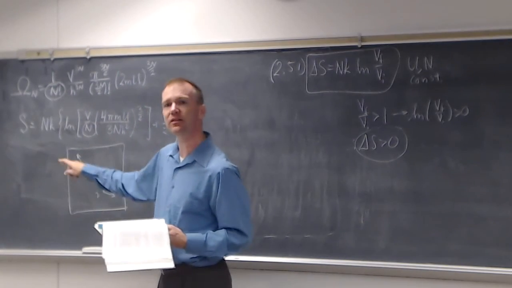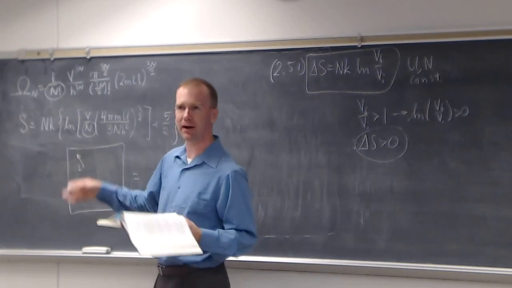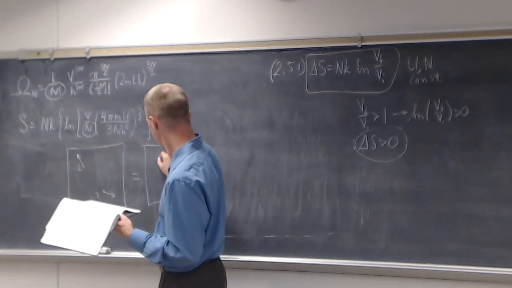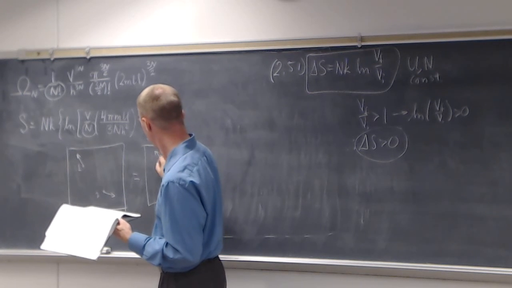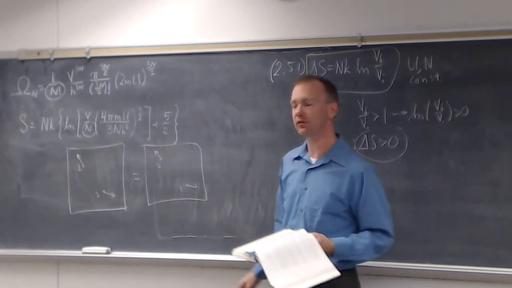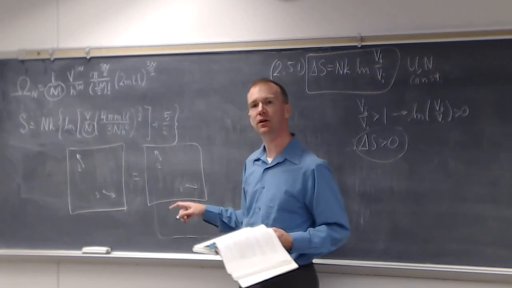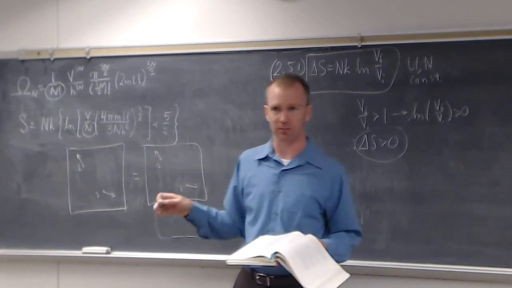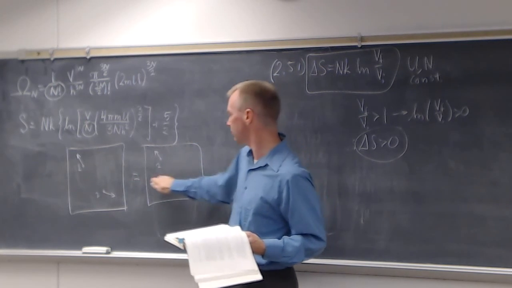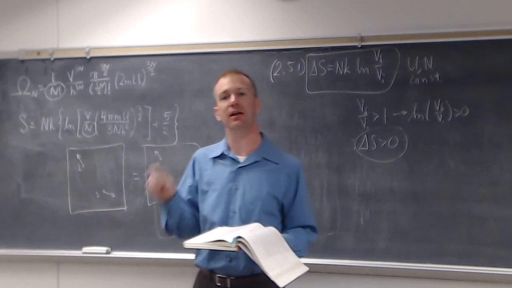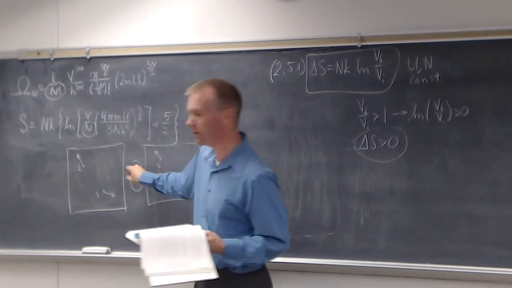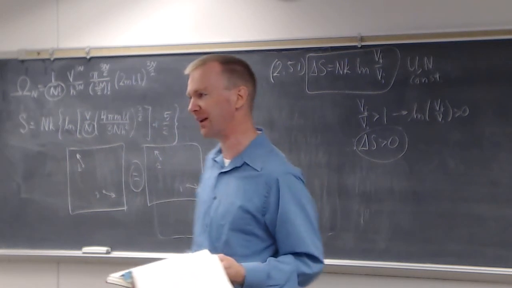If these are indistinguishable molecules, they've got the same mass, all the same properties, then switching the identities of which molecule is which does not change the state of the system. So these represent identical states. It's the equal sign there, if they are indistinguishable. So that's a condition there. If they're indistinguishable, those are the same.